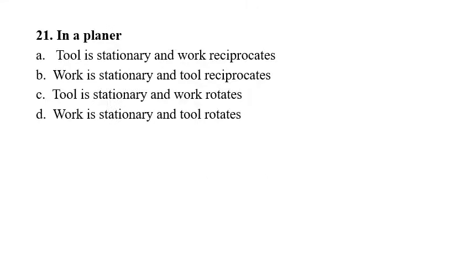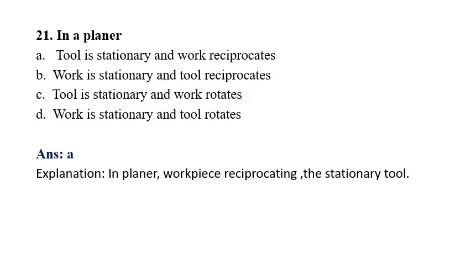Question number 21. In a planer: tool is stationary and work reciprocates; work is stationary and tool reciprocates; tool is stationary and work rotates; work is stationary and tool rotates. The answer will be A. Tool is stationary and workpiece reciprocates. In case of planing machine, the workpiece is reciprocating and the tool is kept in stationary position.